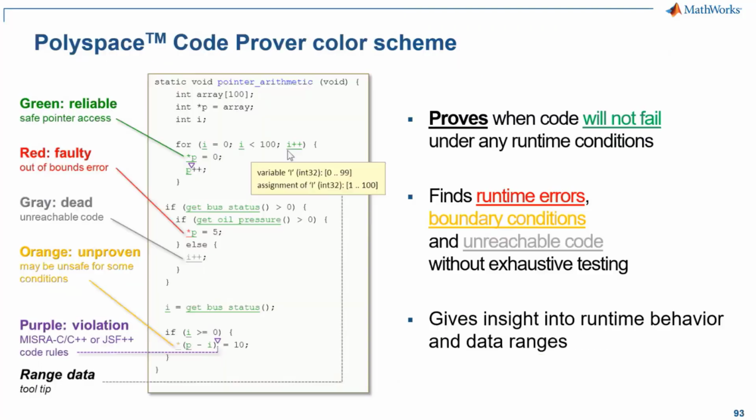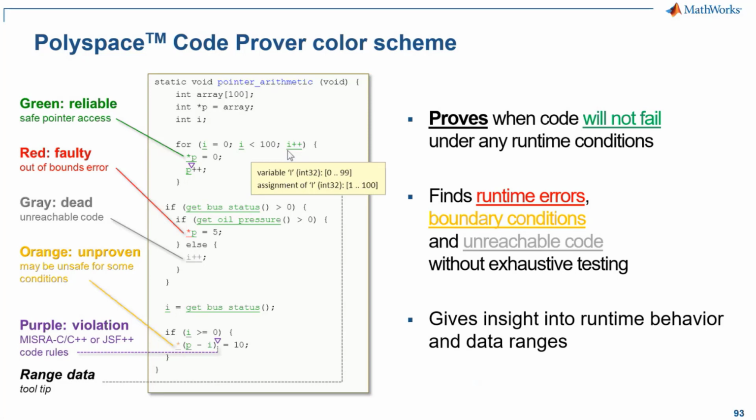That's 3 minutes before I move forward to explain that Polyspace uses a different color scheme. We have seen green, which means the code will not fail under any runtime condition, because Polyspace considers all the cases, even the worst cases. But if you have a red color, it means you have a critical runtime error, something that needs to be fixed before moving forward.